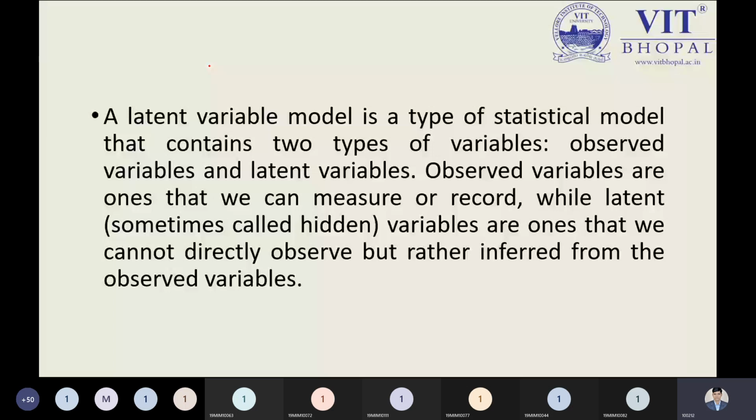So let us understand the simple definition of the latent variable. A latent variable model is a type of statistical model. What is the name of the latent variable model? EM model, or we can say EM algorithm model. It contains two types of variables: one is the observable variable, and the other is the latent variable. This latent variable is also known as the hidden variable or unobservable variable.